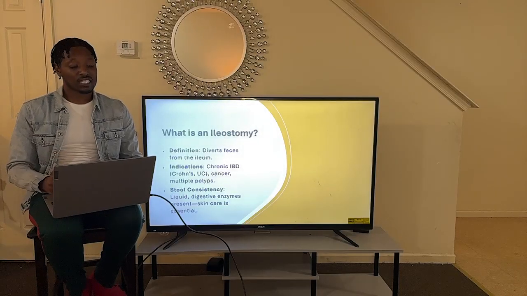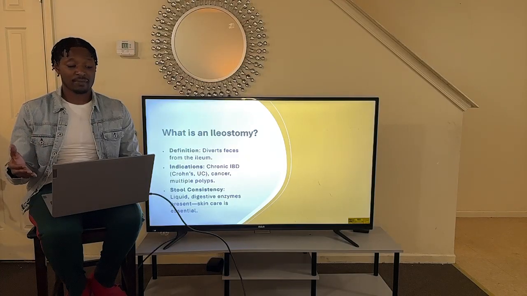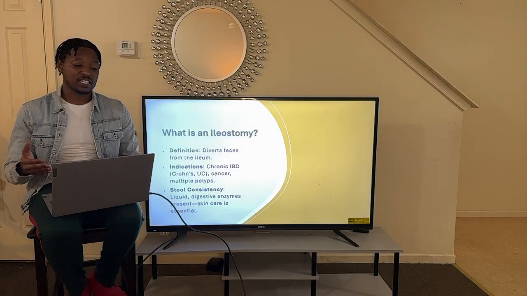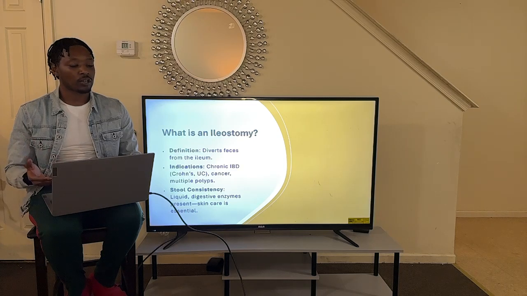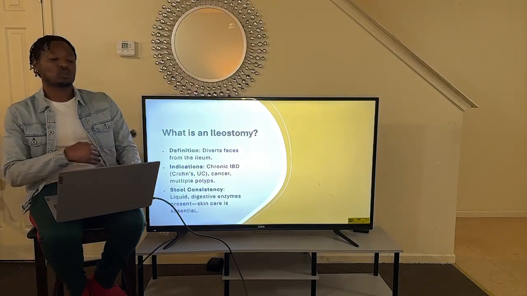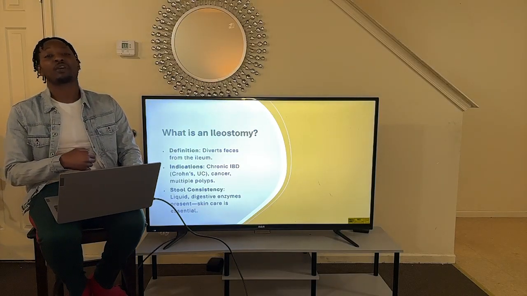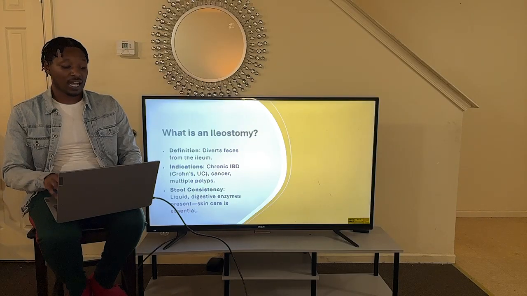Next, we have the ileostomy. So what is an ileostomy? This is similar to a colostomy, but it's in the ileum instead. Same purpose, which is to divert feces from the ileum. Some indications include chronic IBD, which is Crohn's disease and ulcerative colitis, which we talked about earlier, and cancer and multiple polyps. Stool consistency is liquid with digestive enzymes present, and skin care is essential because some of that acid leaking from the ileum can irritate the skin, so you're definitely going to want to assess for any type of skin breakdown with the ileostomy.